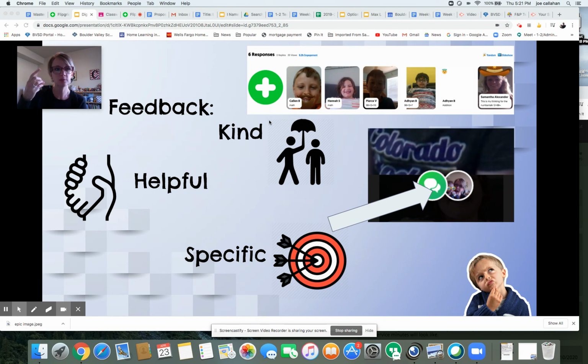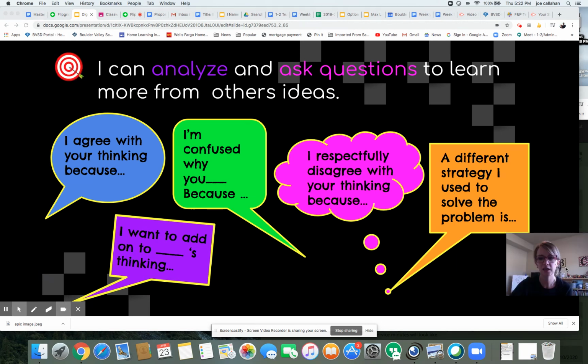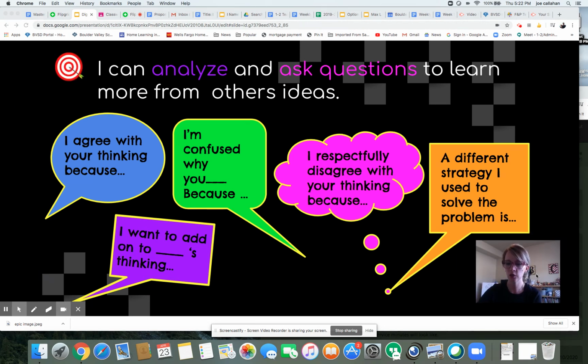Is "good job" kind, helpful, and specific? Well, it's kind, but that's not going to help that person as a mathematician, and it's not very specific. So make sure you're kind, helpful, and specific as best you can be. Here are some ideas of things you could say that we've used in the classroom that might help you to give some kind, helpful, specific feedback that could help them as a mathematician and also help yourself.